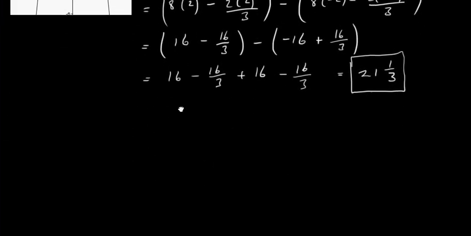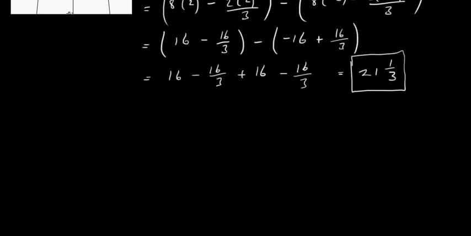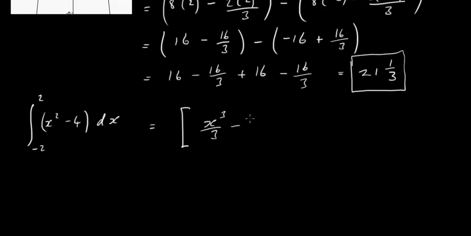x squared minus 4. So we want to integrate x squared minus 4 with respect to x, and we want to integrate between minus 2 and 2. So let's do that. We have x cubed over 3 again, minus 4x, from minus 2 to plus 2 here. So let's work all of that out then.